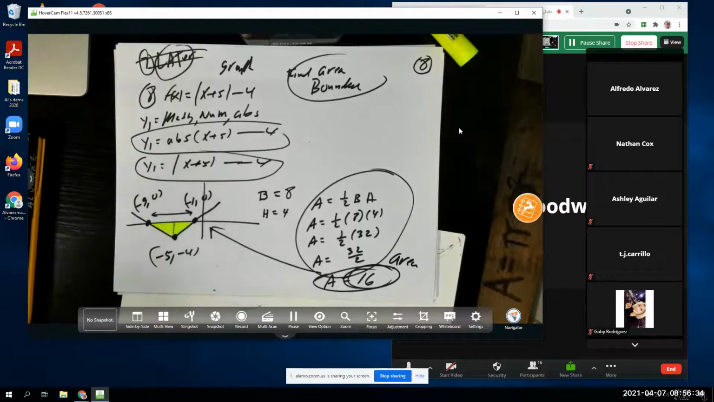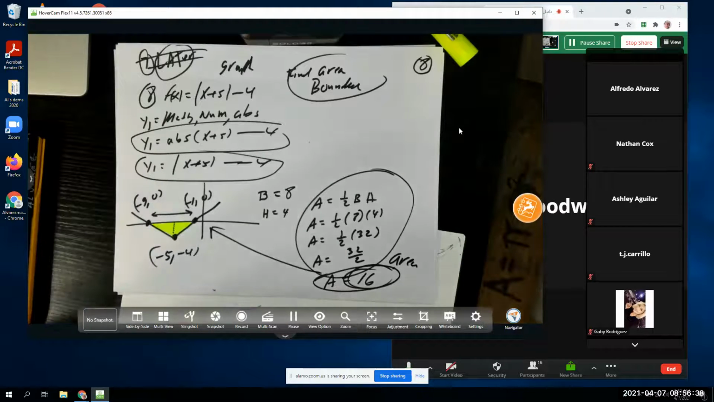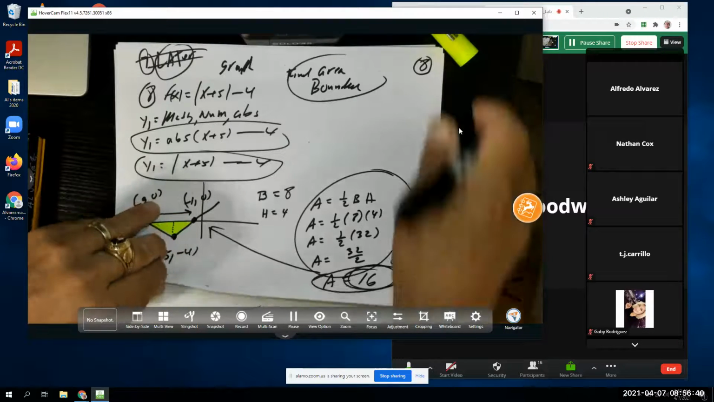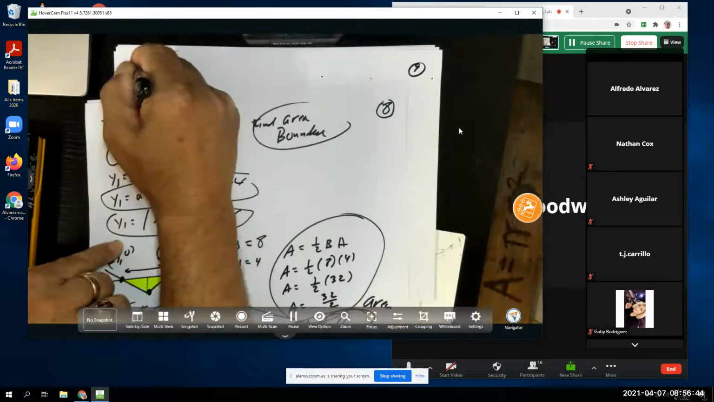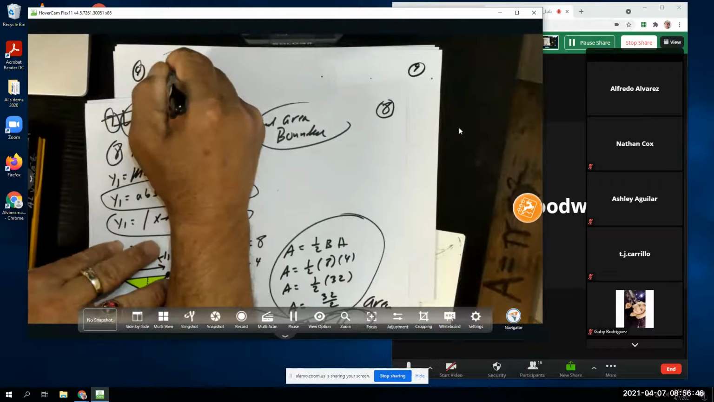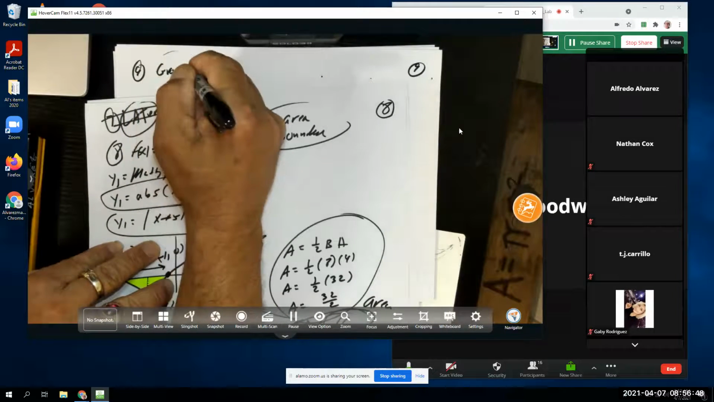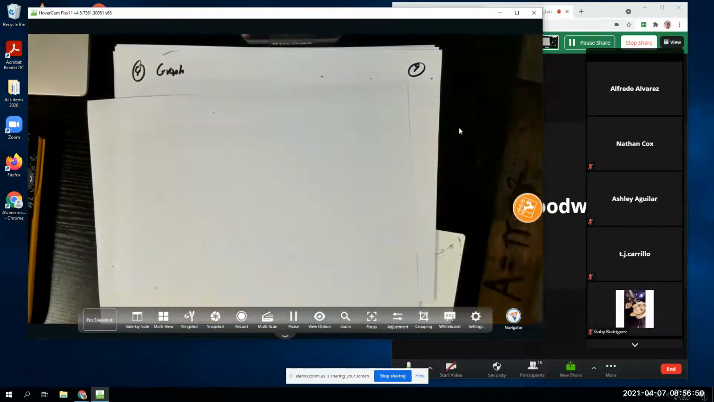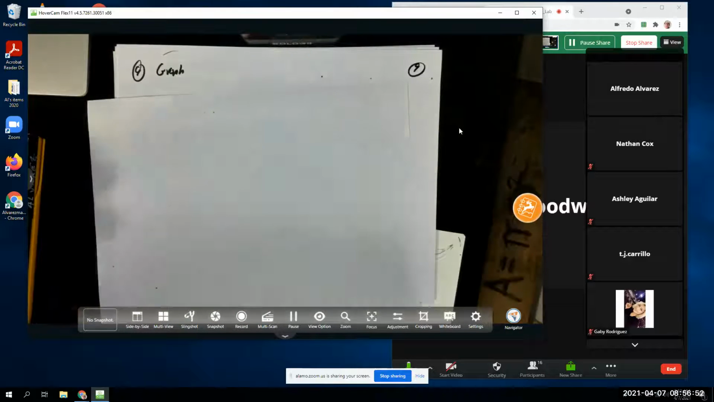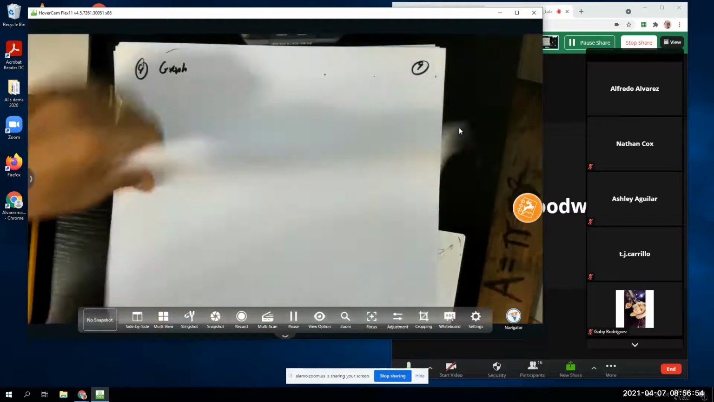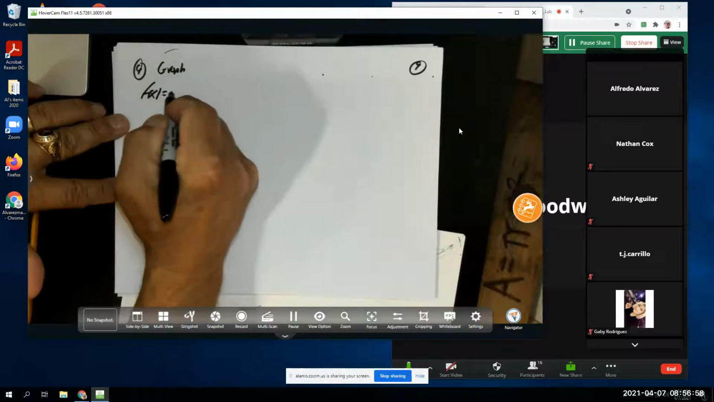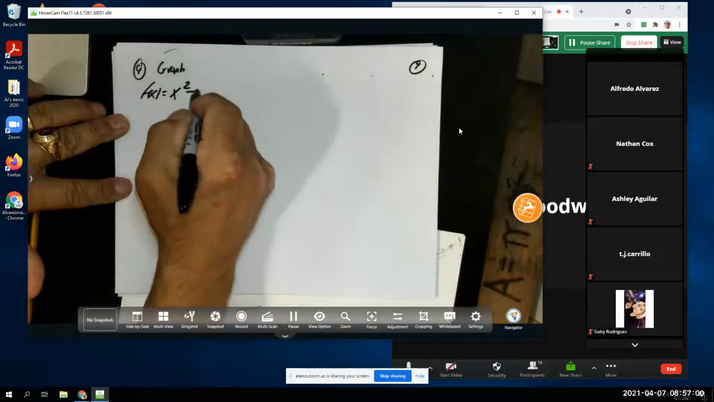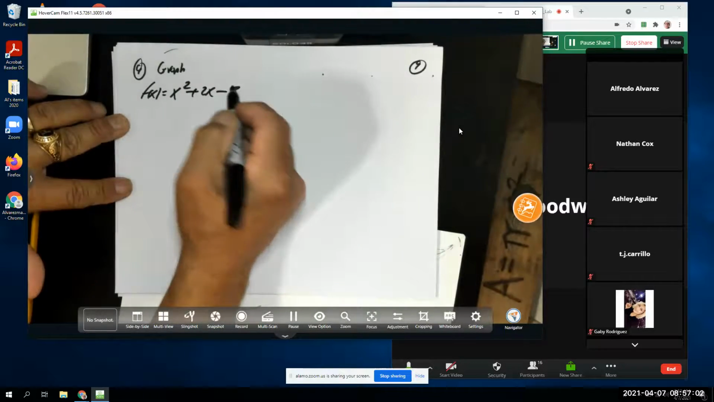All right, so now I'm going to do the next question. I'm going to go to question number 9. It's going to say this right here. Graph. And let's see what it has. It says f of x is x squared plus 2x minus 8.